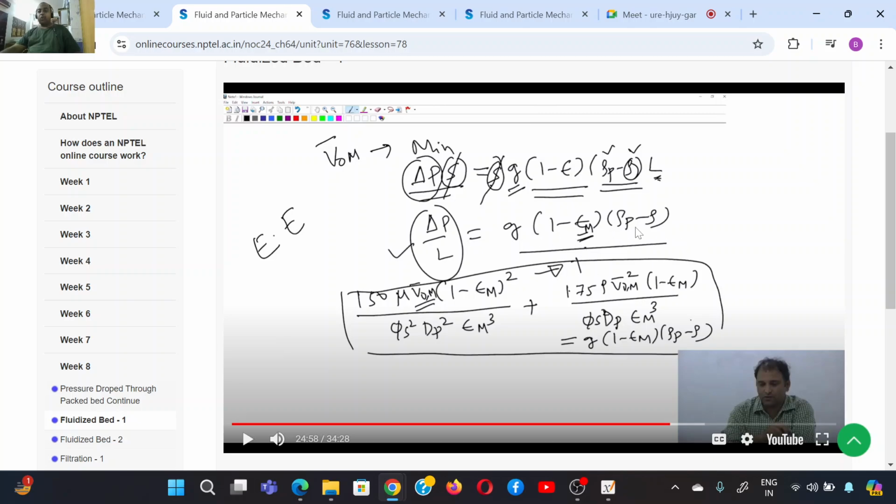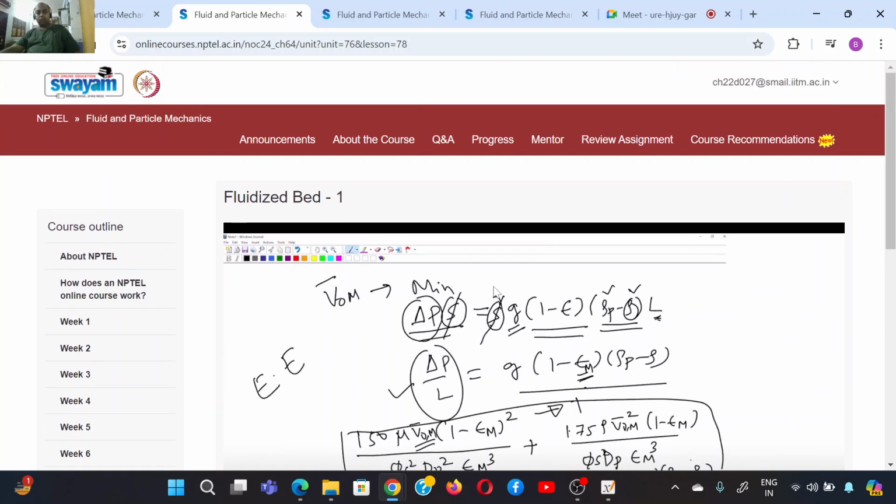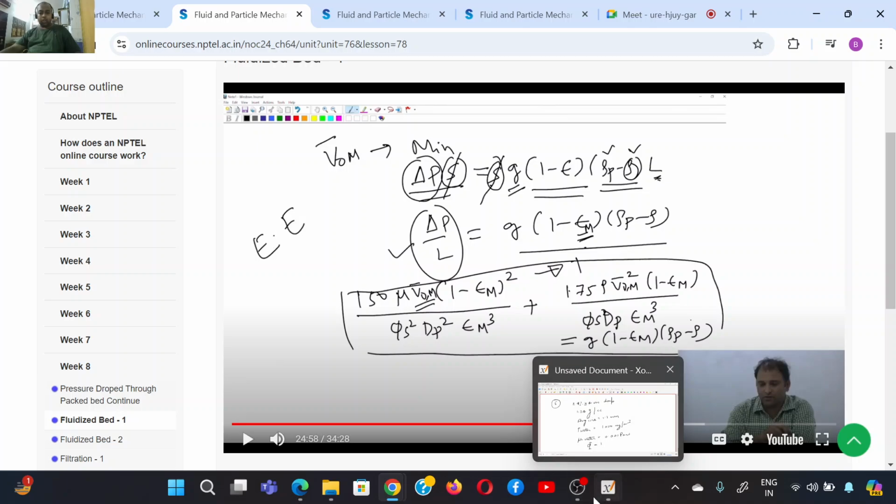Sorry, g into 1 minus epsilon into rho P minus rho into L. So delta P by L is equal to g into 1 minus epsilon into rho P minus rho. And this you can fit into the Ergun equation, the left hand side. So this equation you will get. You can refer to the lecture also. Anyway, I'll write the equation now.